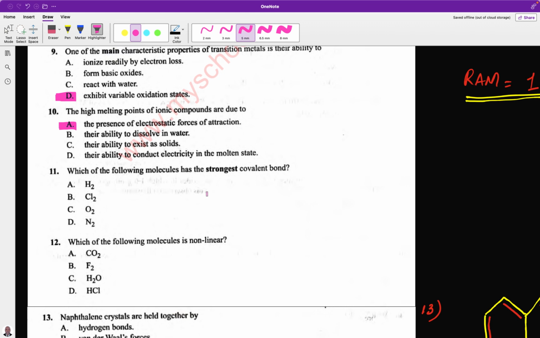All these, hydrogen has just one single bond. Chlorine just a single bond. Oxygen has a double bond. It would have been oxygen, but nitrogen has a triple bond. The nitrogen molecule has nitrogen triple bond nitrogen. Between the two nitrogen atoms there is a triple bond there. Nitrogen has the strongest covalent bond. So our answer for 11 is D.